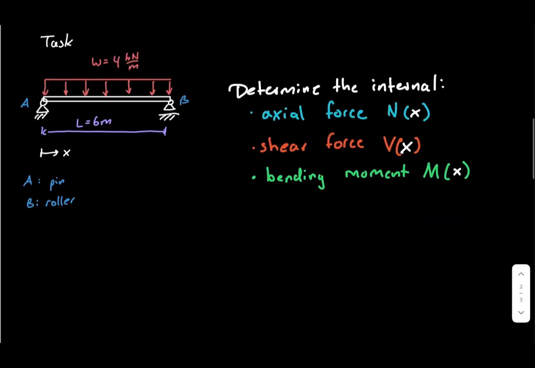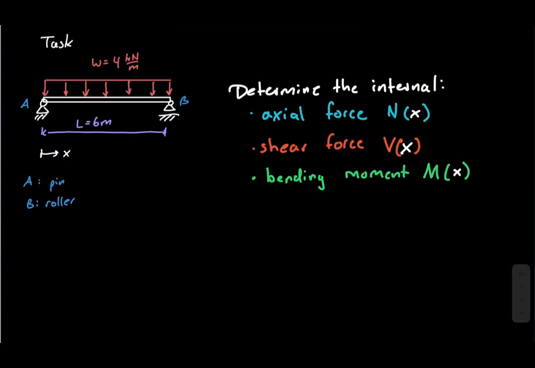Consider a beam that is 6 meters long. The beam is supported by a pin at the left end and a roller at the right end. A uniform distributed load of 4 kilonewtons per meter acts over the entire length of the beam. Our goal is to determine the internal axial force, shear force, and bending moment.